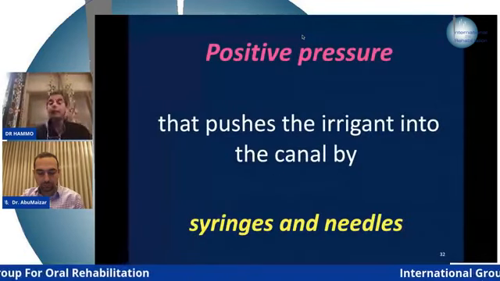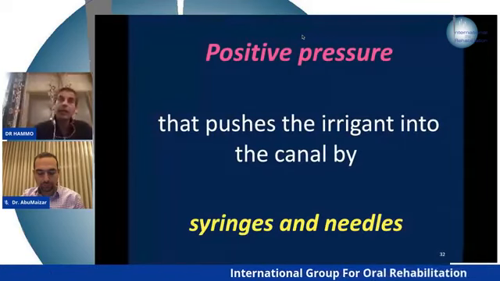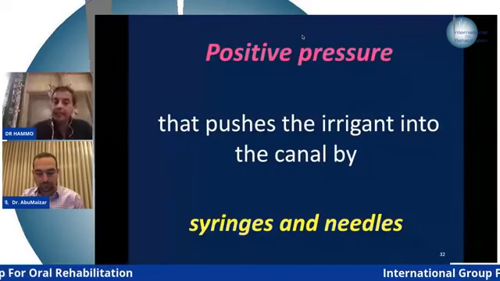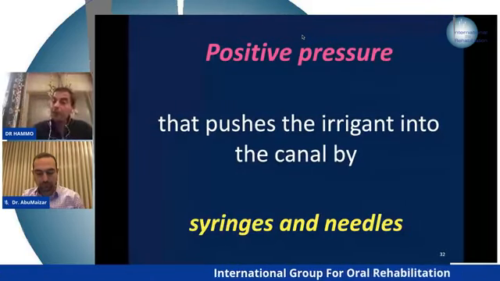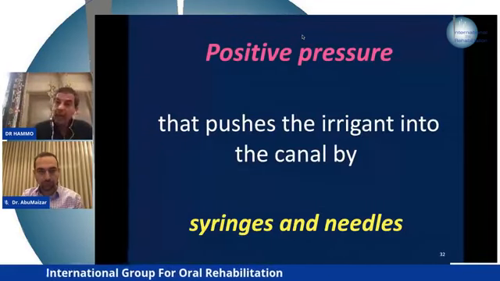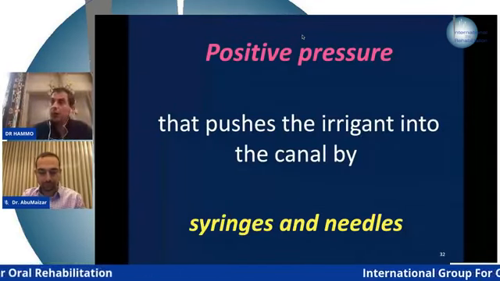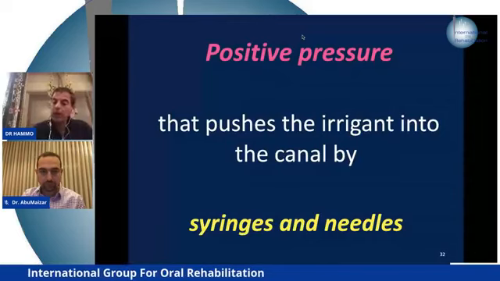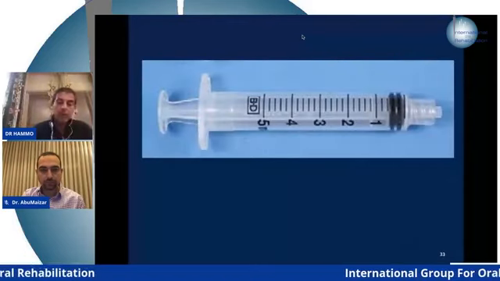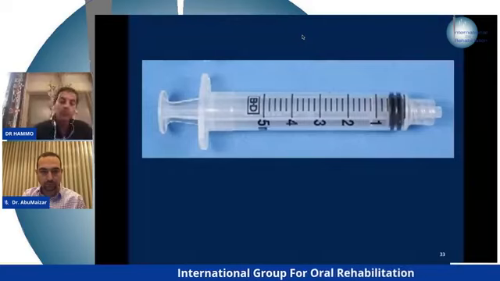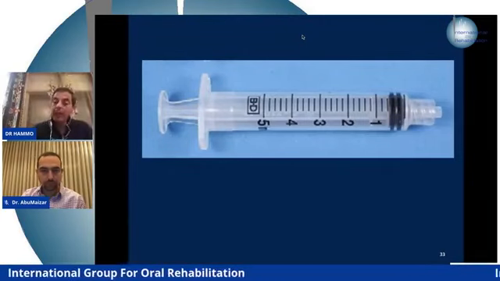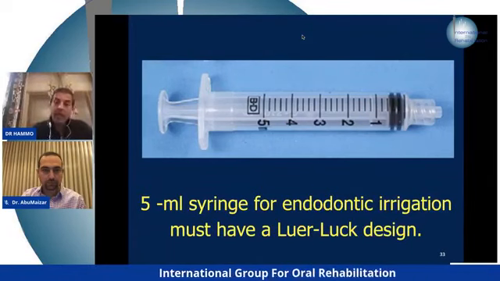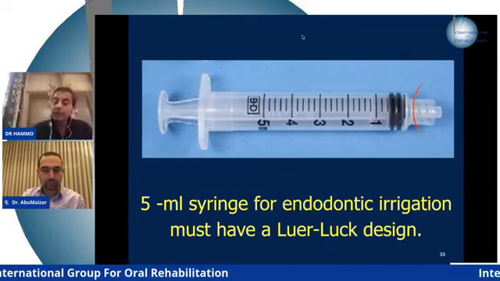So the second approach, which all of us are using in our clinics, is positive pressure, which means syringe and needles. Positive pressure means we are pushing the irrigant inside the canal, and we use suction to aspirate it. So we need a syringe and needles. Because of this, we have to know what types of syringe and what types of needles to use. So let's see the syringe. We need a 5 ml syringe for endodontic irrigation, and the head of the syringe must be Luer lock.